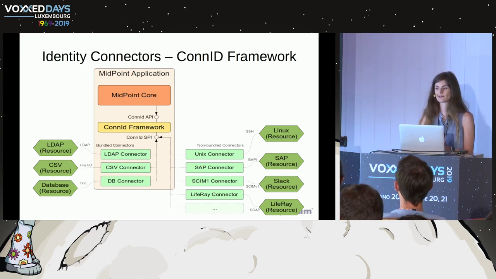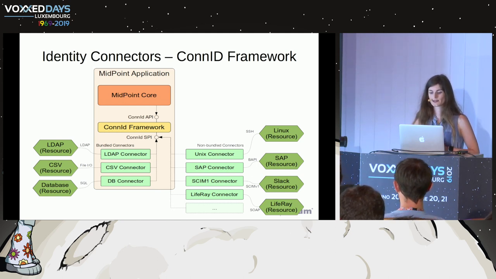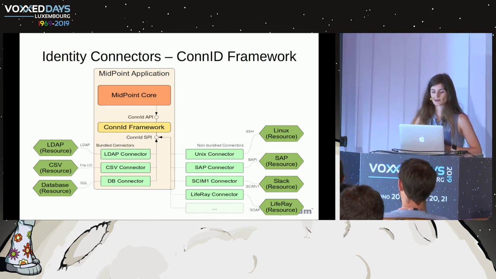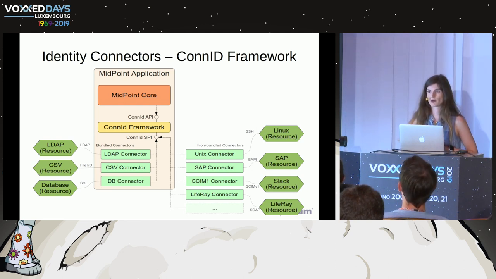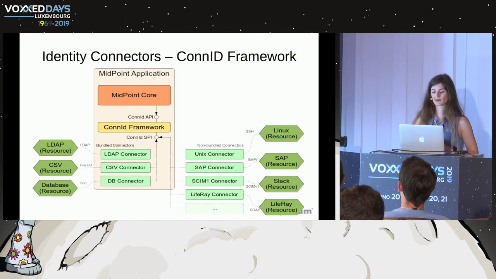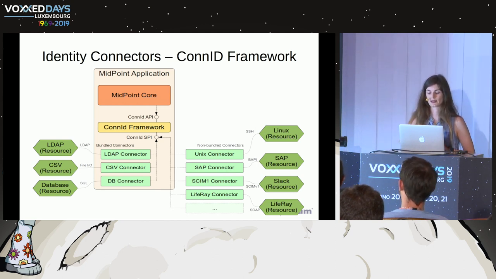Basically, this ConID framework provides two interfaces, the ConID API and ConID SPI. ConID API is the API which is used by midPoint. MidPoint communicates with connectors using this API, this interface. But connectors don't need to know, and they don't know about this interface. What do connectors need? They need to implement the SPI interface.